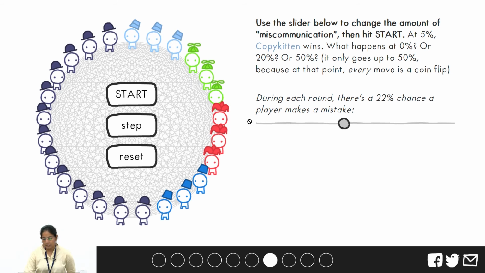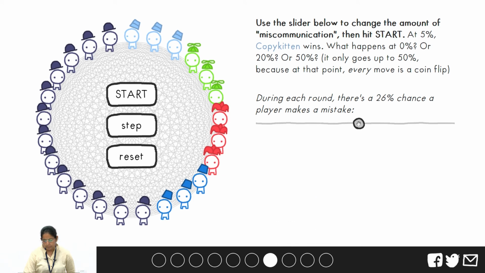So you can vary this from the original setting, which is the deterministic setting where there are no mistakes, all the way to 50%. And there's no point going beyond 50%, because a greater than 50% chance of error is just as good as flipping a coin, right? So that's why it's not reasonable to look at it beyond that.